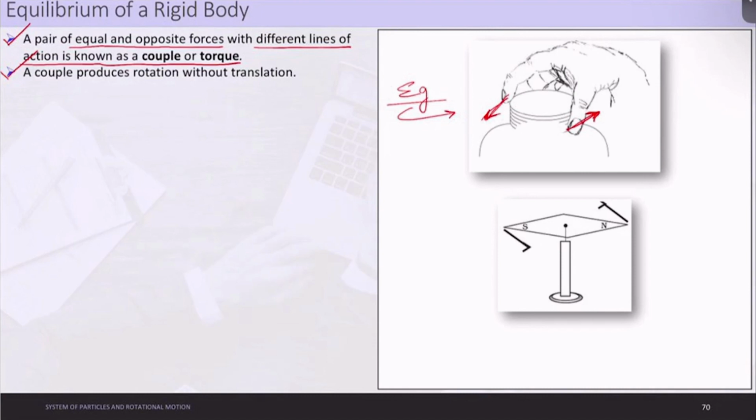There is no translation motion of the cap which is happening, only a rotational motion of the cap is happening. Okay, so that's how we can understand this for your first example. Second example is regarding your compass.